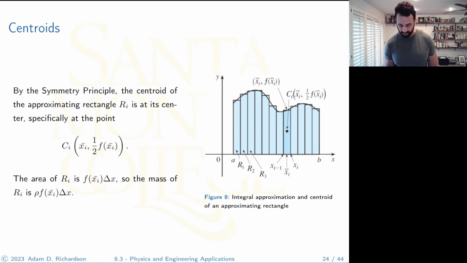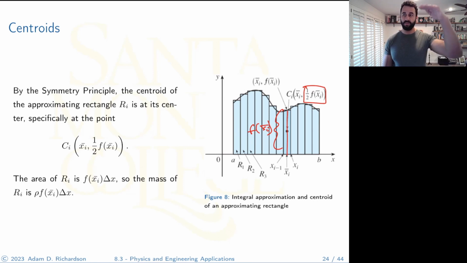That point is at the coordinates x sub i bar, the midpoint, and then 1/2 of f of x sub i bar. And I want to take a moment to just emphasize this coordinate right here. Remember that the height of these rectangles is given by the function evaluated at the sample point. So the height of this rectangle is f of x sub i bar. That's the height of that rectangle.